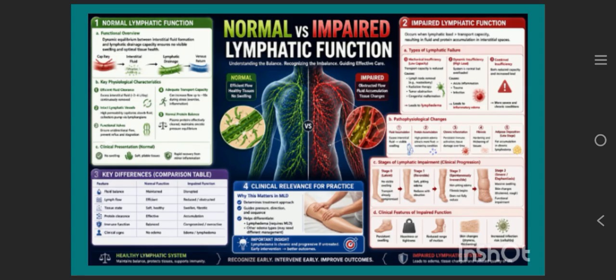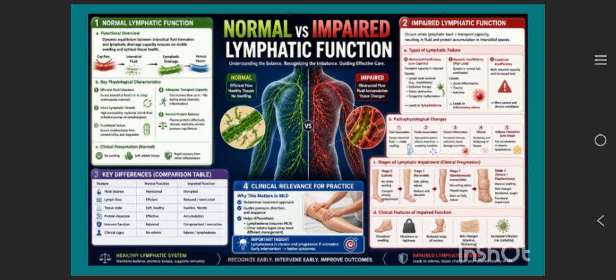So next we will discuss normal versus impaired lymphatic function. Understanding this distinction is central to clinical reasoning in edema management and appropriate use of MLD. You should understand normal versus impaired lymphatic function. Firstly, we will discuss normal lymphatic function, a functional overview.